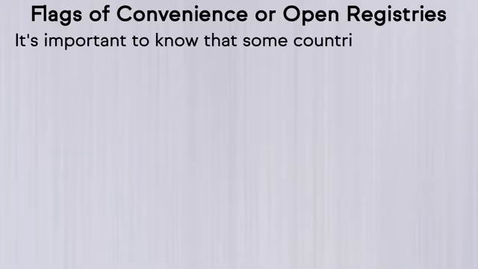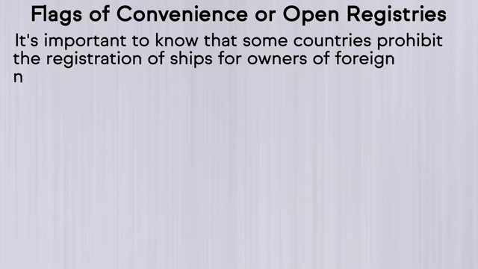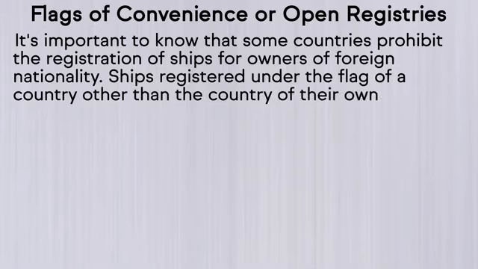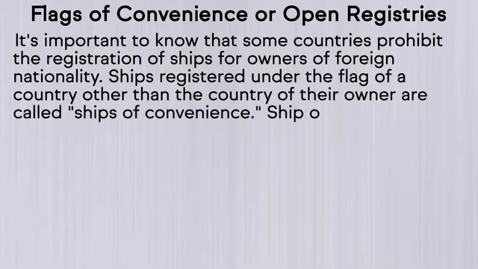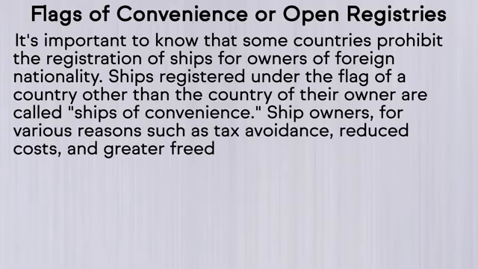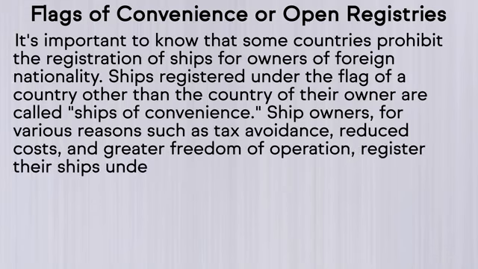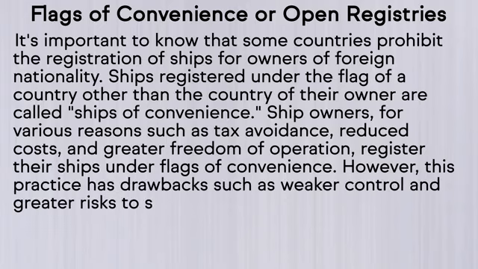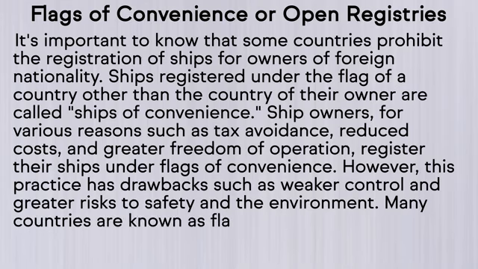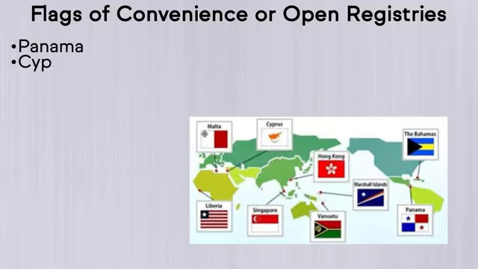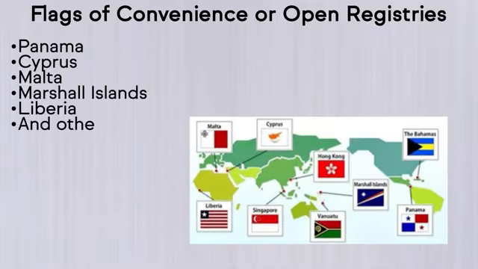Flags of convenience or open registries. It's important to know that some countries prohibit the registration of ships for owners of foreign nationality. Ships registered under the flag of a country other than the country of their owner are called ships of convenience. Ship owners, for various reasons such as tax avoidance, reduced costs, and greater freedom of operation, register their ships under flags of convenience. However, this practice has drawbacks such as weaker control and greater risk to safety and the environment. Many countries are known as flags of convenience countries, including Panama, Cyprus, Malta, Marshall Islands, Liberia, and others.